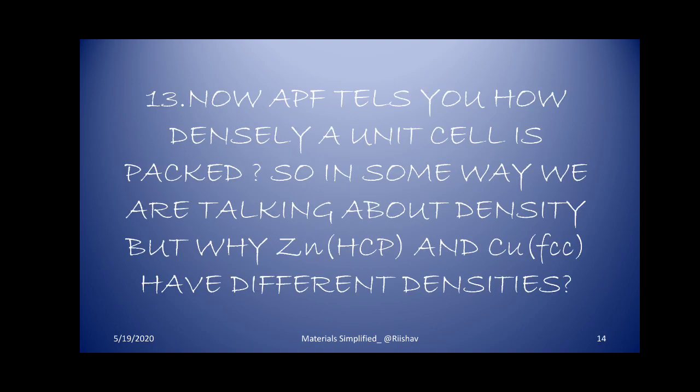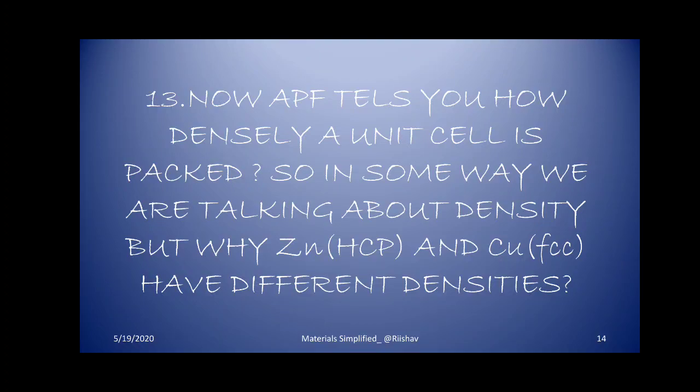Moving on. Well, now this is a very good question. It's a simple question, but it's kind of playing with your words actually. Atomic packing factor tells you how densely a unit cell is packed, right? So in some way we are talking about density. The atomic packing factor of FCC and HCP are both 74%. Then does that mean the density of FCC and HCP is also 74%?